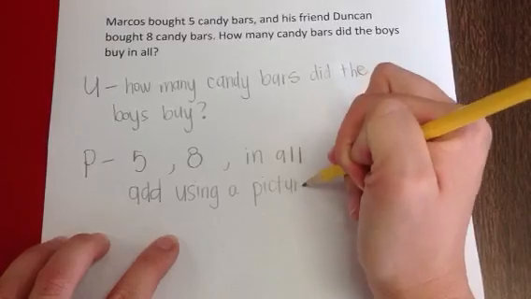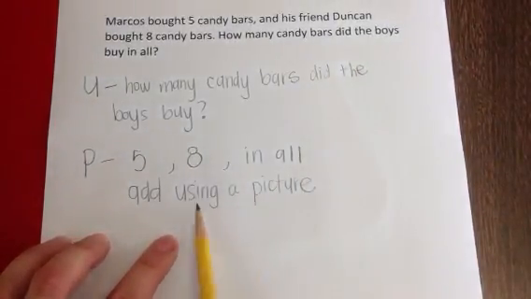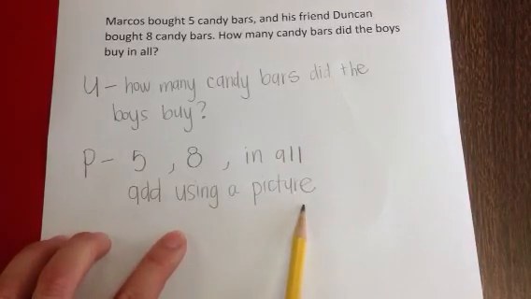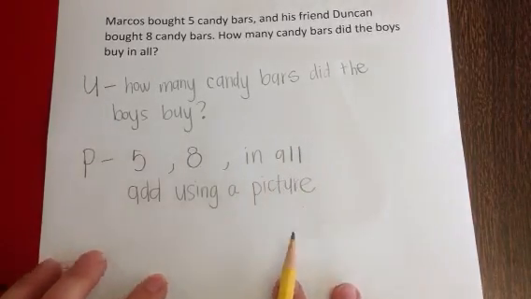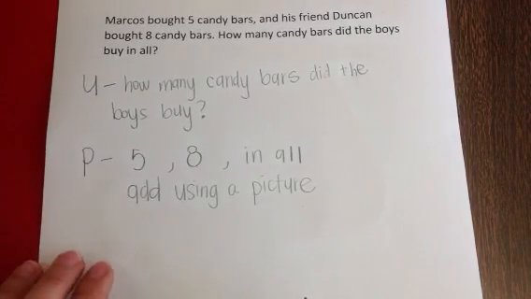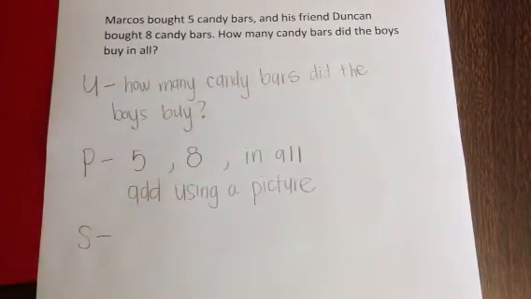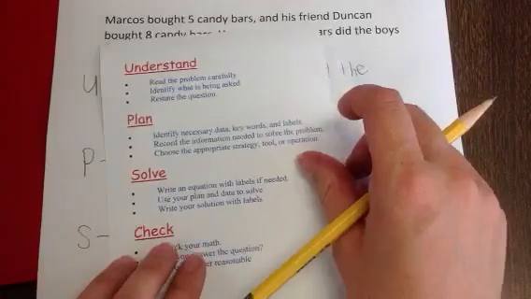a picture. We reviewed a lot of different ways that we can add. Using a picture is just one way. And remember, the whole point of doing UPS check is to explain your thinking and to explain how you're solving the problem. Really show us your thinking on paper. I think we're ready for the next step, which is to solve.